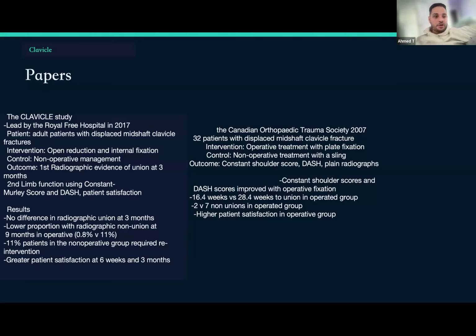But at 9 months, there was a lower proportion of non-union in the operative group, so they were better, and greater patient satisfaction at 6 and 3 months. So basically, they say that in terms of radiology, there's no difference at 3 months, but the functional outcome is different, is better in the operative group.